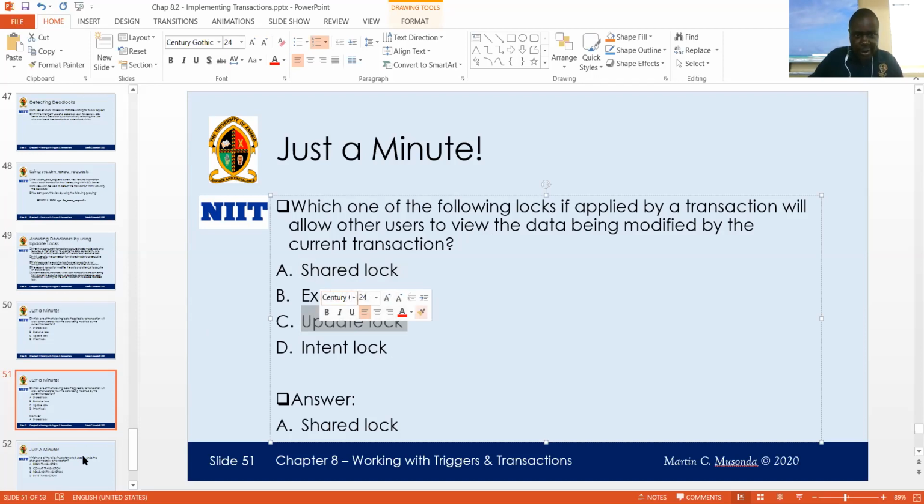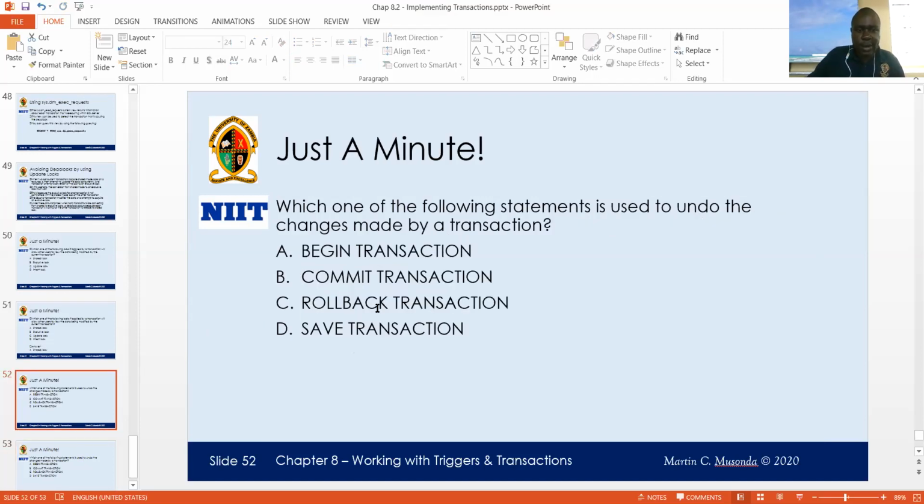Another question: which one of the following statements is used to undo changes made by a transaction? Rollback transaction.